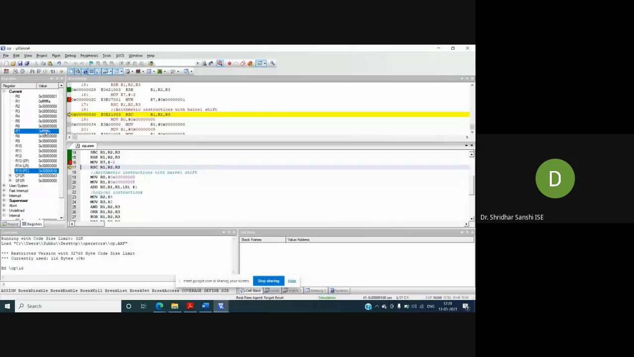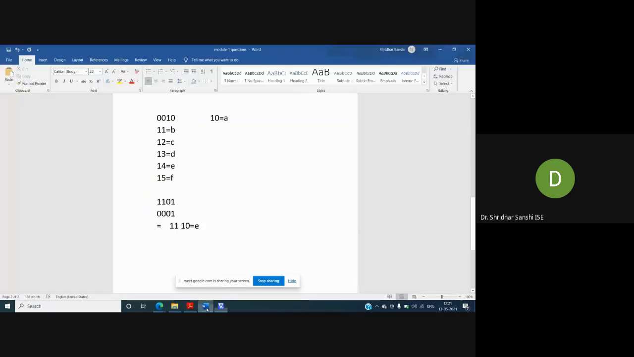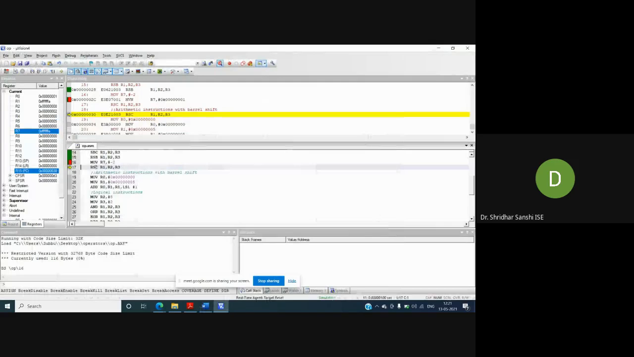You can see the value is E, right? So all 7 digits will be F and the last one will be E. So this is how you need to convert a negative number to hexadecimal. So that is RSB.